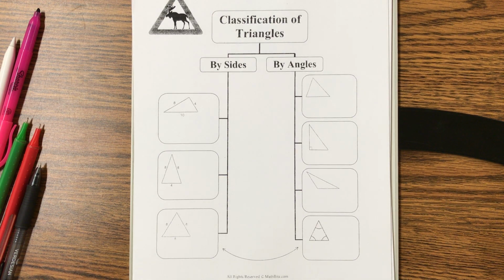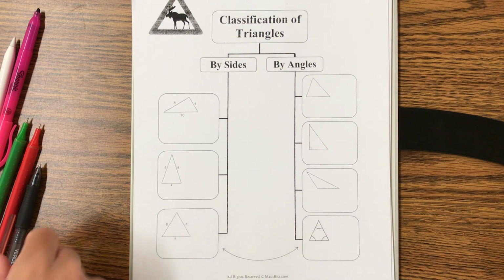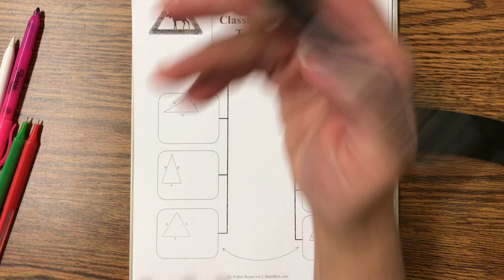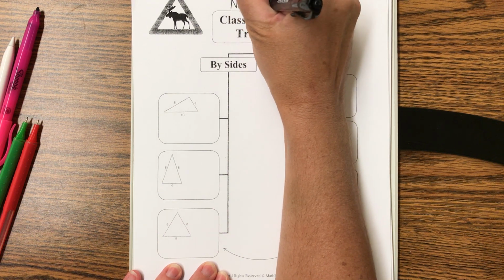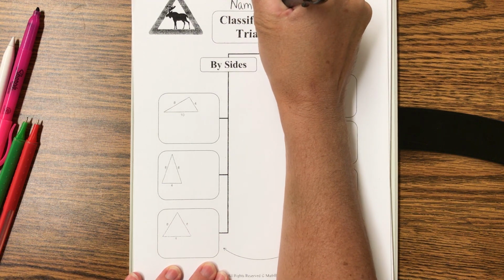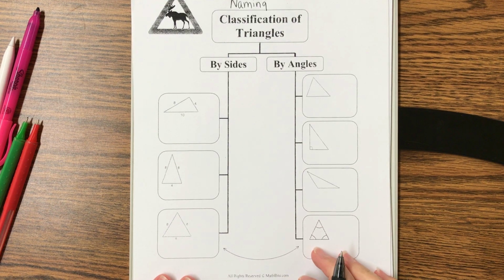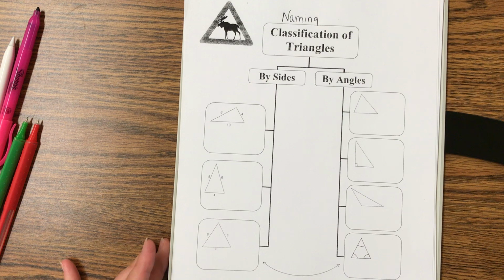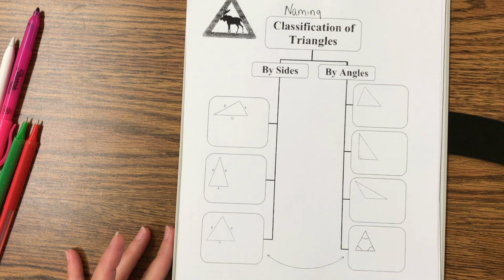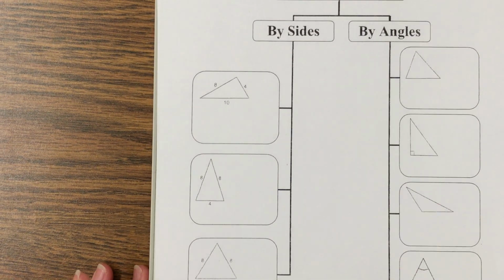Classification of triangles. Classification just simply means naming your triangles. And there are two ways to name your triangle. You can name them by the sides and you can name them by the angles. So we're going to start with naming our triangles by the sides. There are three ways of naming a triangle based off of the sides that they have.